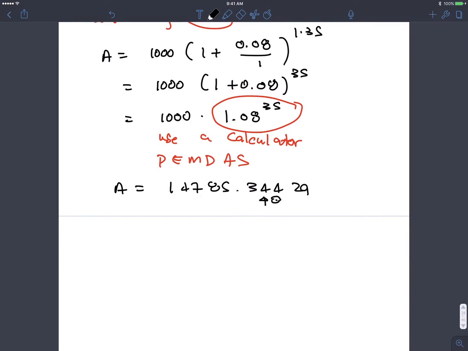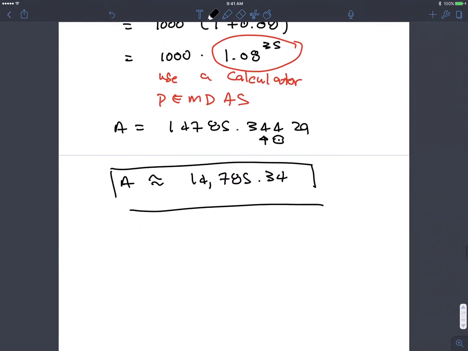Now, what I discussed in class here was we're going to approximate this to the nearest hundredths. We're approximating to the nearest penny. So our eyeball goes here by the second 4. The arrow goes under the first 4. That 4 says don't change the first 4. So the amount here is approximately $14,785.34.